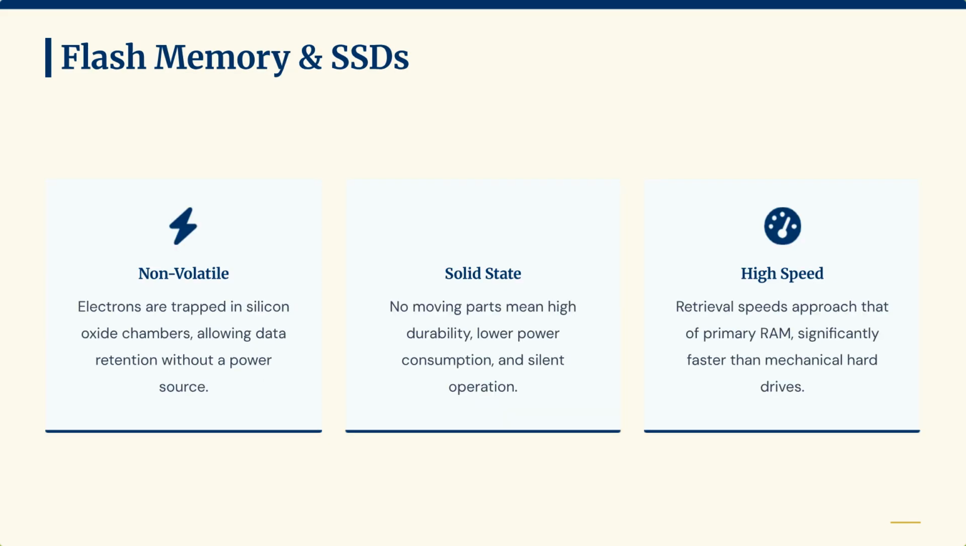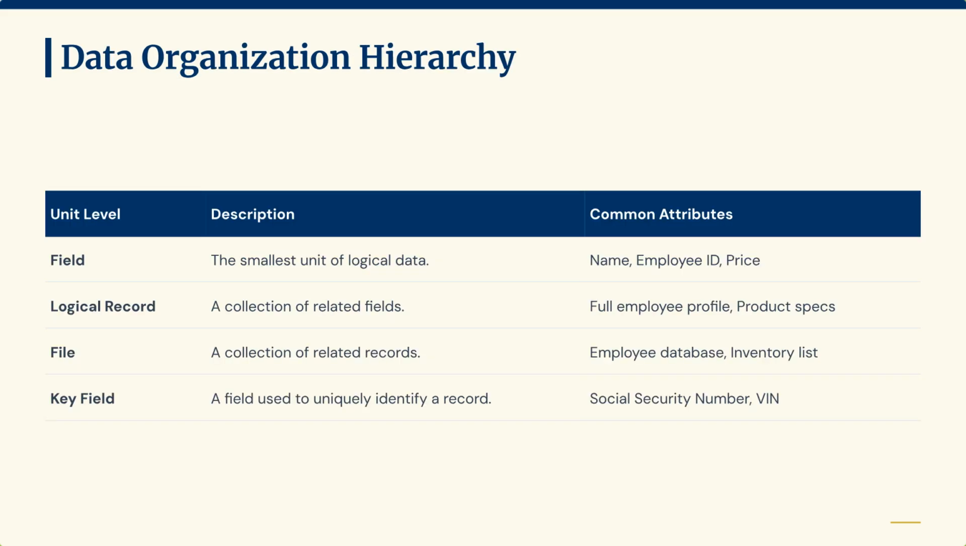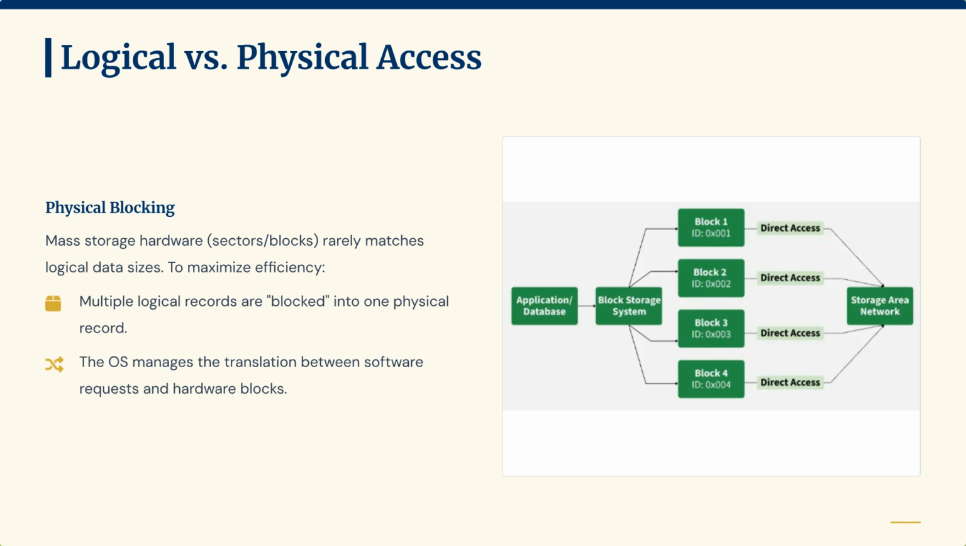Flash memory and SSDs offer non-volatile storage by trapping electrons in chambers. Their solid-state nature provides high durability, low power consumption, and speed comparable to RAM. This chart illustrates the data organization hierarchy, showing how different levels of storage interact within a computer system. Physical blocking is essential because hardware sectors rarely match software data sizes. The OS manages this by grouping multiple logical records into a single physical record block.